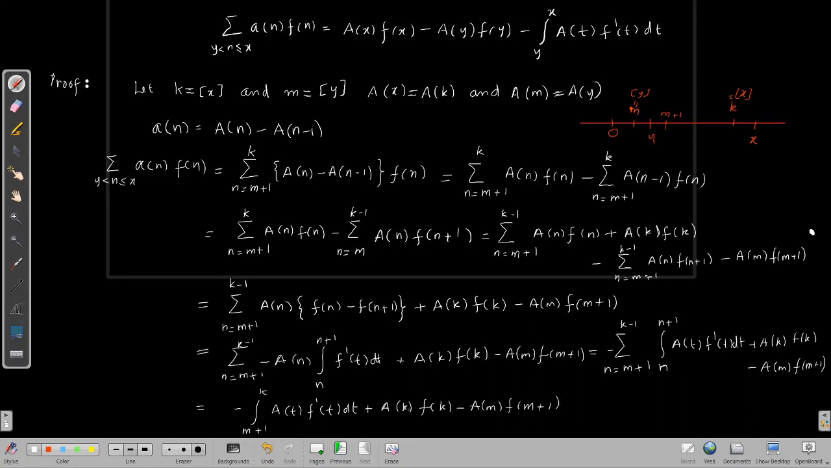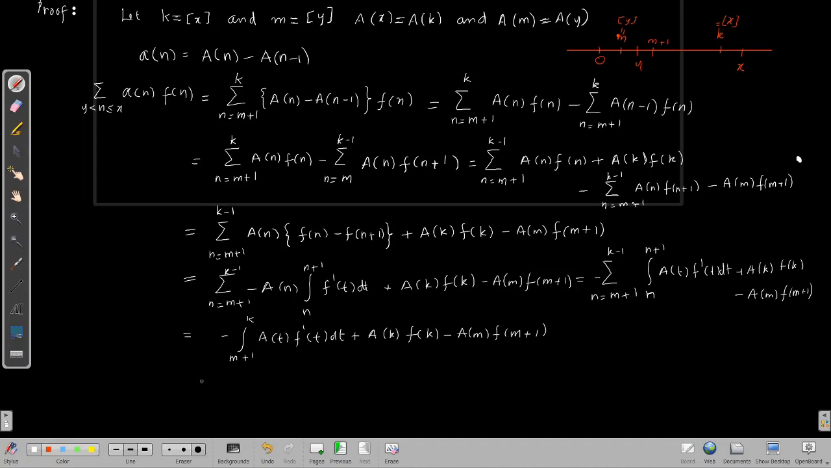But we know that a of k is the same as a of x, and a of m is the same as a of y. So you can replace these two quantities, a of k by a of x, and a of m by a of y. If you consider this integral from m plus 1 to k, that means this integral is from this point to this point.